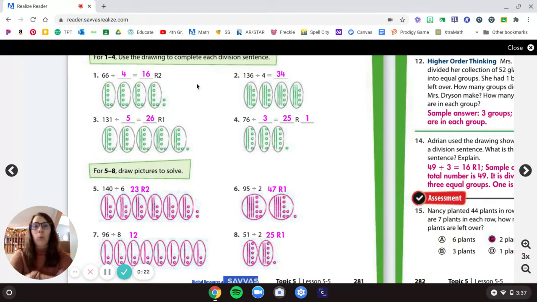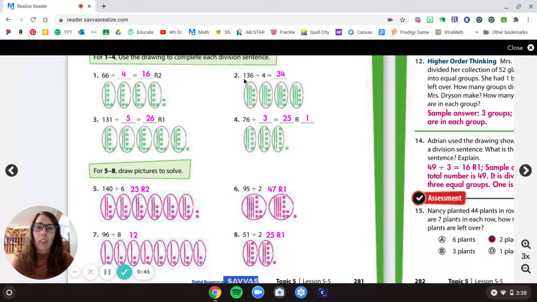For numbers 1, 2, and 4, you had to use the picture to help you figure out the missing parts. So we had 66, and we divided it into how many groups? 1, 2, 3, 4. 4 groups. How many are in each group? Well, there's 10, 11, 12, 13, 14, 15, 16. So that's how we get the 16 there.